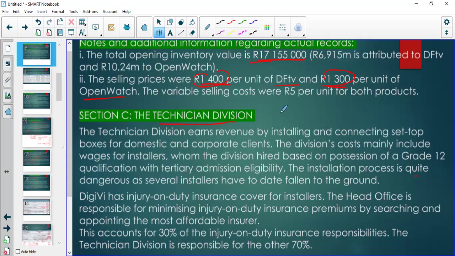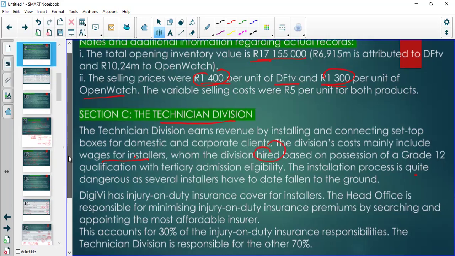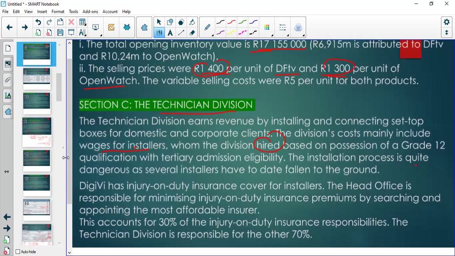So the manager should have control over controllable costs. If you look at wages for installers, they are the ones that hire them, right? So they have control over that. And then they earn revenue by installing. So an investment center is also going to earn income, right?